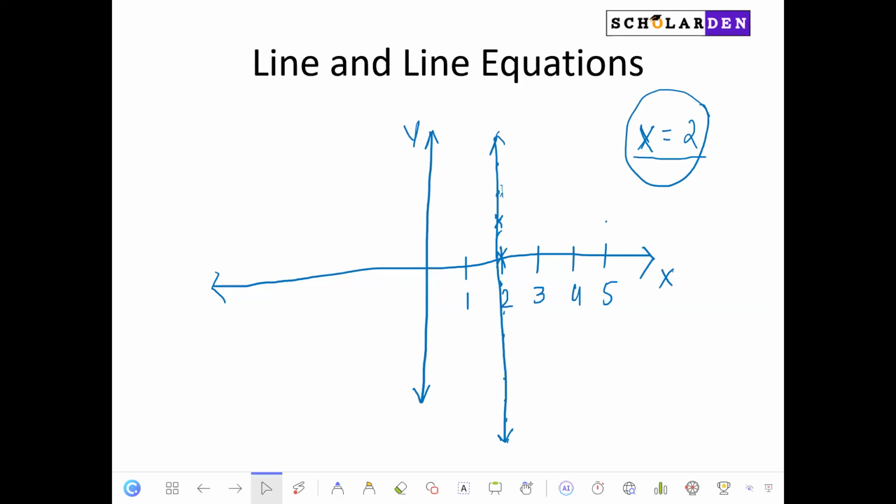Okay, so this is one of the very simple, straightforward examples of a line: a collection of all the points which satisfy this value, for example, x is equal to 2. So all of the points along this line satisfy this.